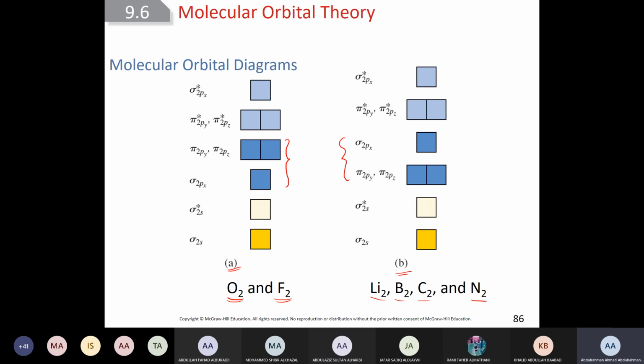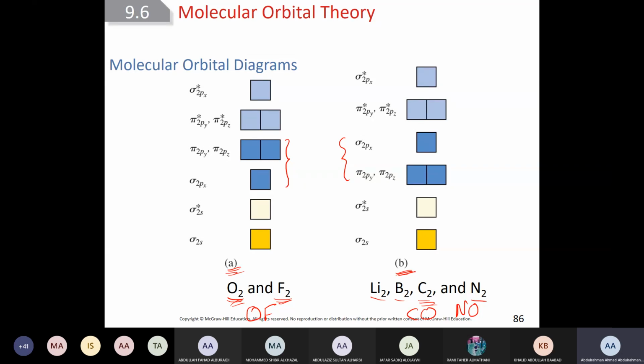So if I ask you to write this structure for C2, you should use structure B. If I ask you to do it for O2 or F2, you should use structure A. How about if I use OF? Which one do I use? I also use A. But if I use CO, which one am I going to use? I'm going to use B. And how about if I use NO? I'm also going to be using B.